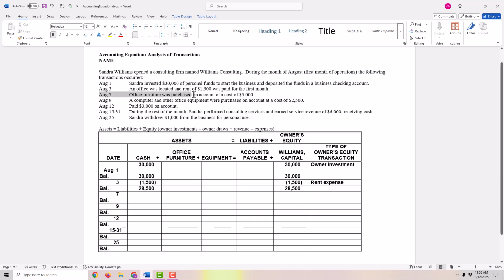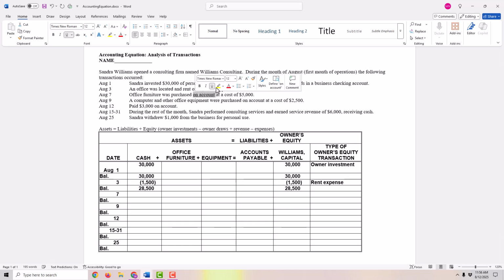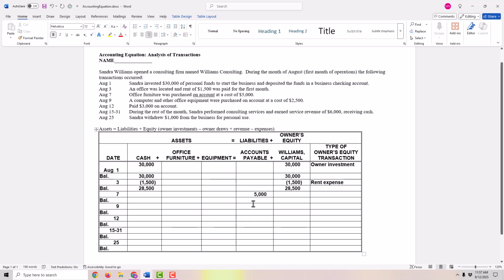Okay, then in the next transaction, they purchased office furniture for $5,000. Now notice it has the words on account here. When you see on account in an accounting book, it's usually referring to accounts receivable or accounts payable. So it's just terminology that you may see. In this situation, they're purchasing something, so I'm going to assume that they owe money for it, and that's an accounts payable. So in this situation, we're adding to the debt of the business. So that's going to be a positive number under accounts payable.